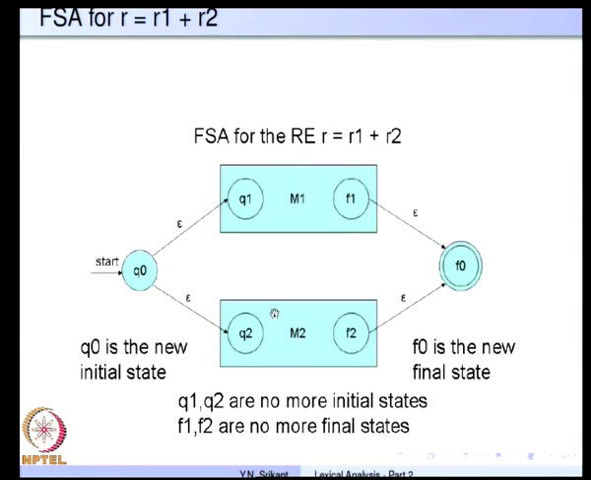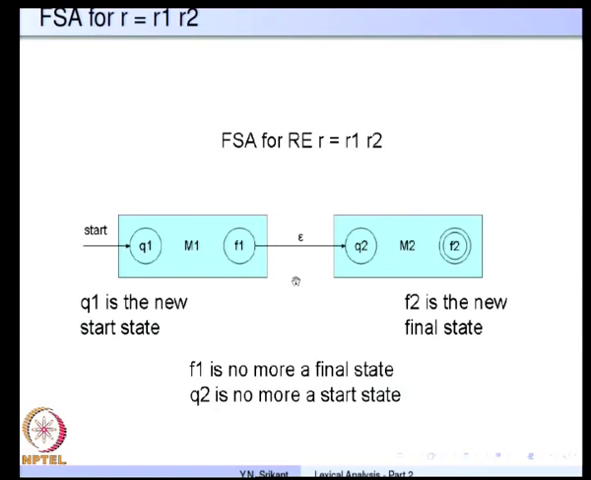So, how does this machine accept R1 plus R2? If the string is generated from R1, then quietly the NFA takes this path and accepts the string generated by R1. Similarly, for a string generated by R2, it takes this path and accepts it. It is very clear that there is nothing else possible. So, this is the automaton which accepts the strings generated by R1 plus R2. I will give you an example of all this after the construction process is over.